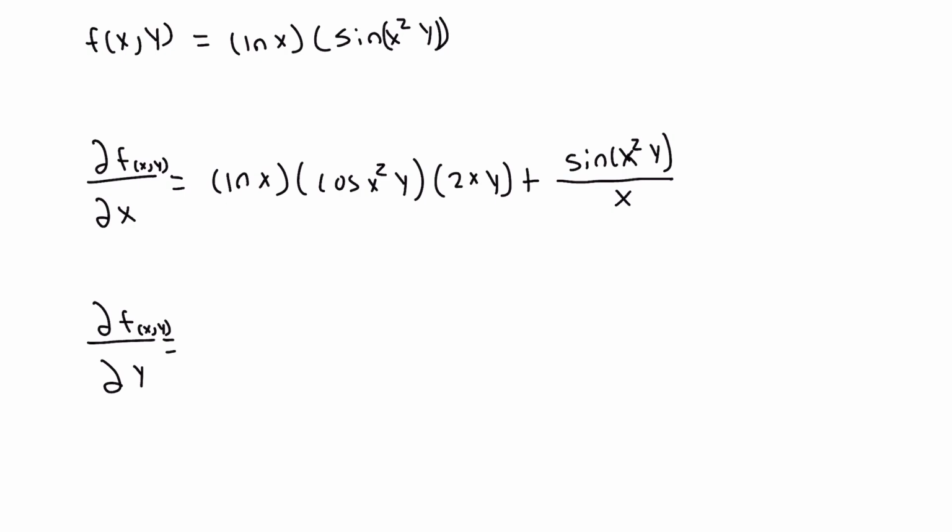So that's it for the first problem. And now we can move on to the partial derivative of f with respect to y. In this problem, we do not need to use the product rule since we are considering x to be a constant. So we can multiply ln of x and now take the derivative of the second expression. We do have to use the chain rule. So this would be cosine of x squared times y, and then we have to take the derivative of the inside. The derivative of x squared times y with respect to y would just be x squared.